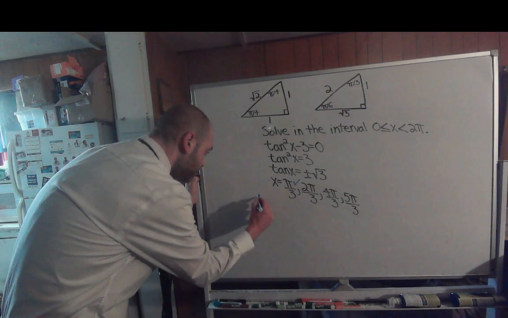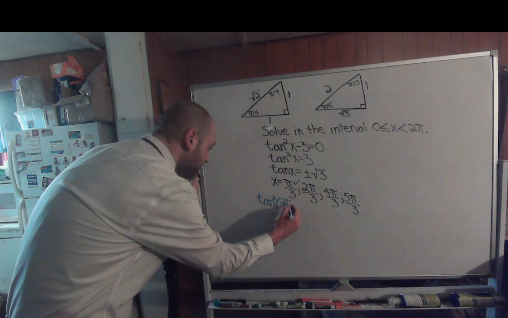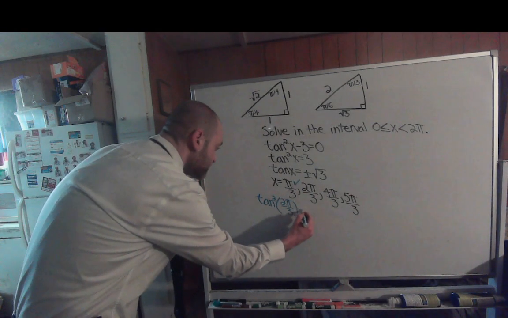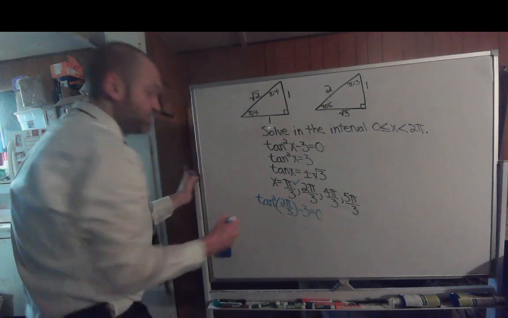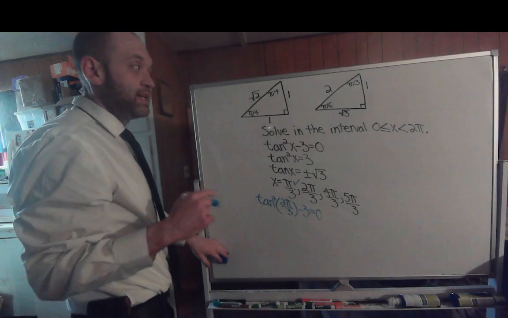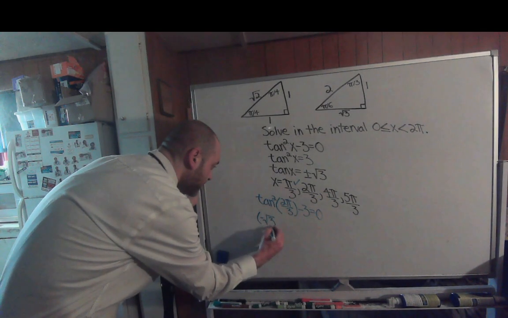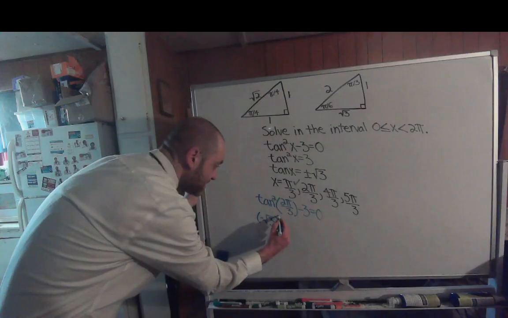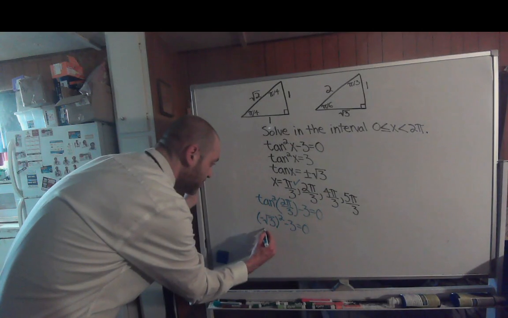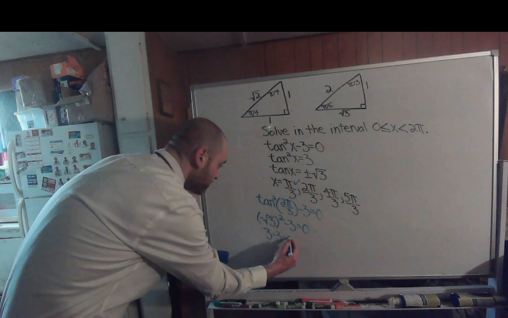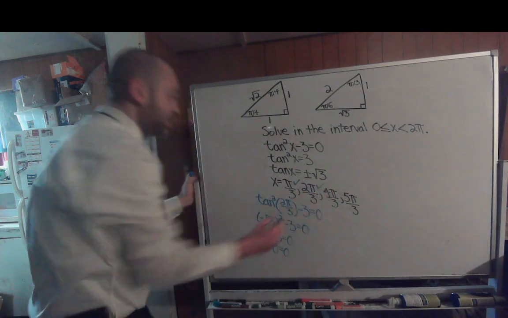So take the tangent squared of 2 pi over 3 minus 3, set that equal to 0. Well, the tangent of 2 pi over 3, keep in mind that's in the second quadrant, you would end up getting negative the square root of 3, that quantity raised to the second power, minus 3 equal to 0. So you would get 3 minus 3 equals 0, and then 0 equals 0. So yes, 2 pi over 3 checks out.